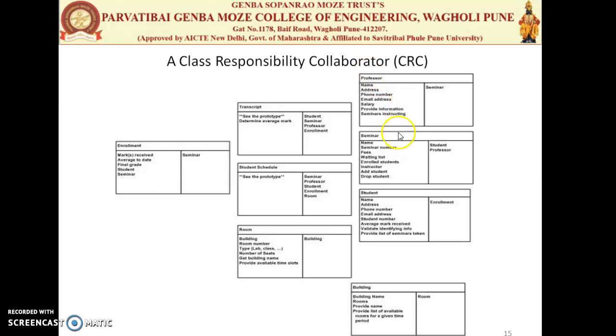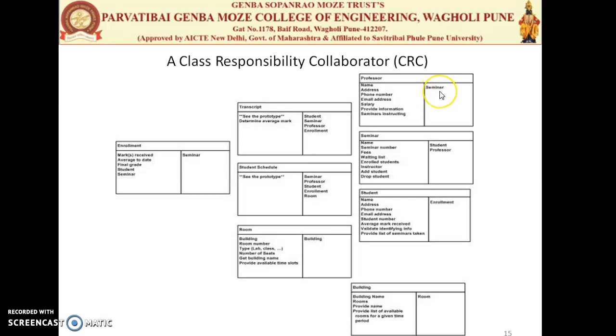Again we have the professor, because the student schedule has the collaborator class as a professor, so we need to place the professor here, which will again have the name of the professor, the address, the phone number, email ID of that particular professor, salary, then provide the information related to the seminar and the instructions. So this will again have the class collaborator as a seminar.